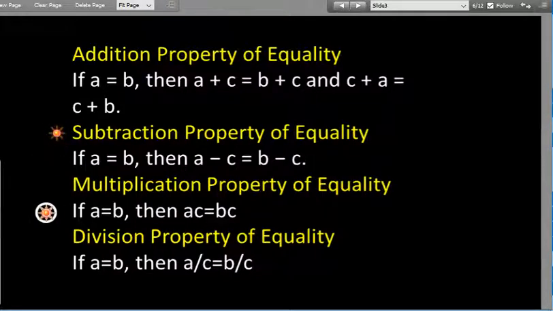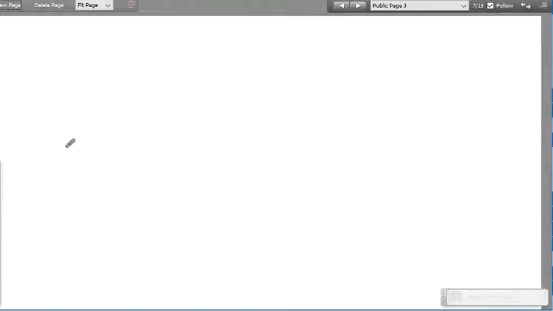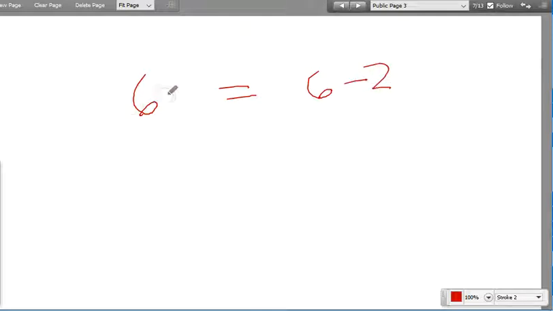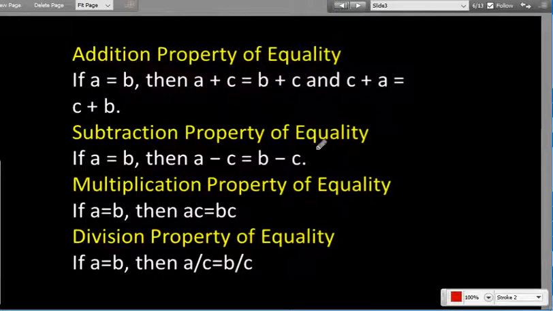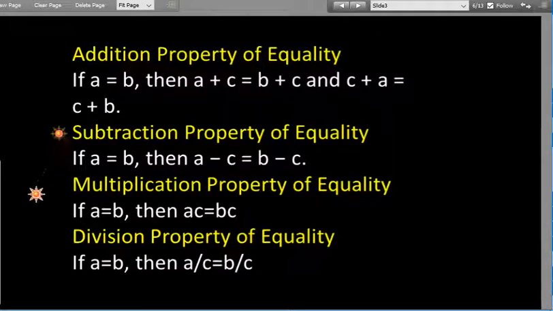The subtraction property of equality is just like the addition property of equality, except it says that if we subtract the same thing from both sides of the equation, it keeps the equation equal. Okay, so let's say we have 6 equal to 6. Well, the subtraction property of equality says that if I subtract 2 from the right side and I also subtract 2 from the left side, it's going to keep this equation equal. Okay, so subtraction property of equality says that if we subtract the same thing from both sides, it keeps our equation equal.